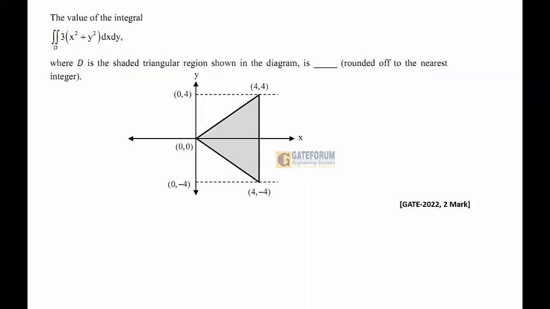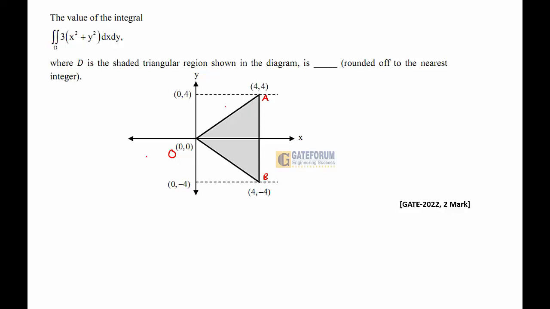The question is the value of the double integral over D of 3 times x square plus y square dx dy, where D is the shaded triangular region shown in the figure. This is from engineering mathematics, topic calculus, subtopic multiple integrals, that is double integrals. This is the shaded region, violet color, the triangular region. I denote this vertex 0, 0 by O, this 4, comma 4 by A, and this vertex 4, comma minus 4 by B.